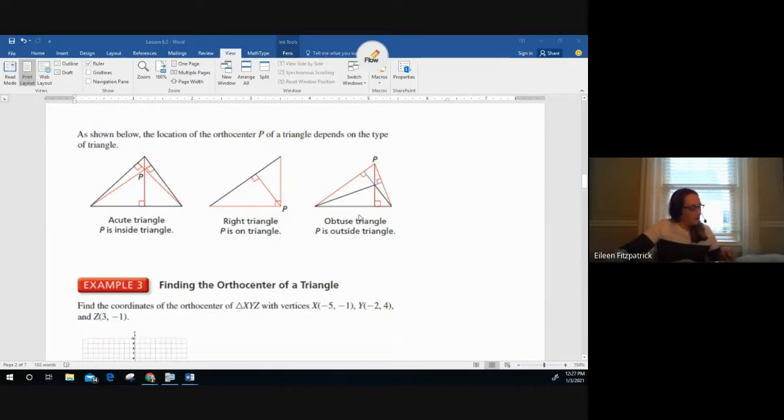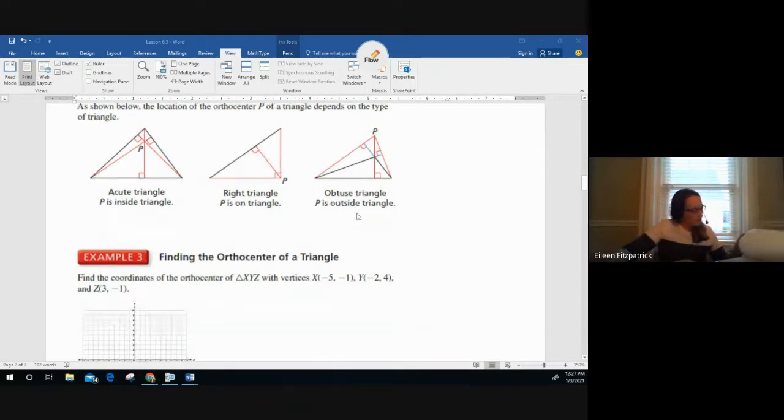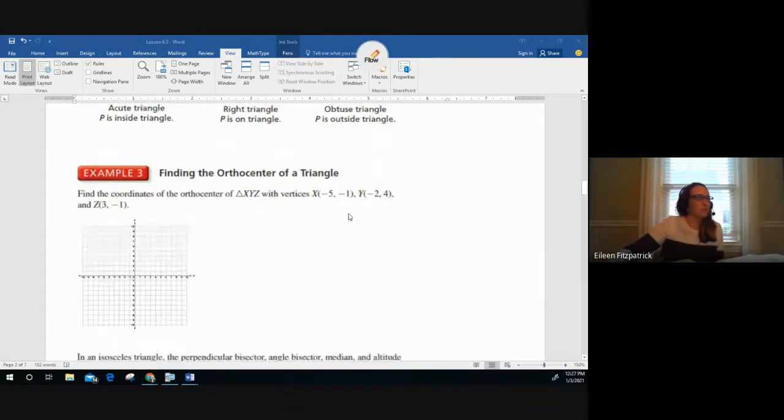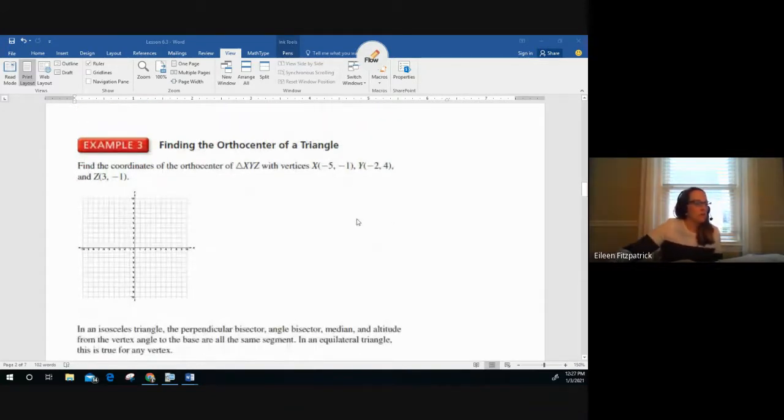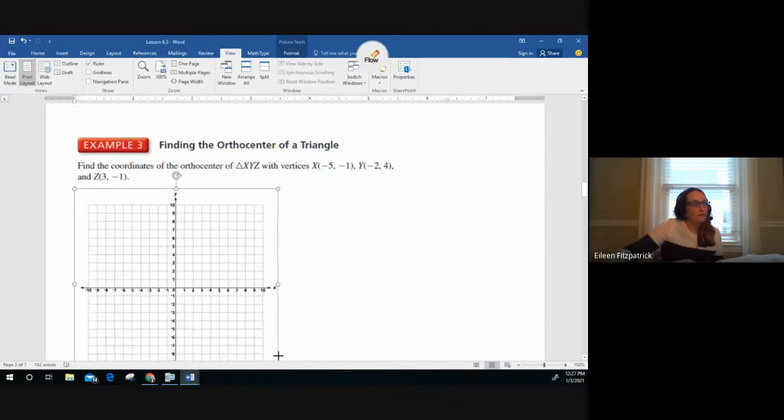Okay, so I think this is maybe the last problem. We might do a few extra practice problems, but here we go. Finding the orthocenter of a triangle. It says find the coordinate of the orthocenter. Remember, the orthocenter is where the altitudes intersect of triangle XYZ with the given vertices. Let me make this a little bigger.